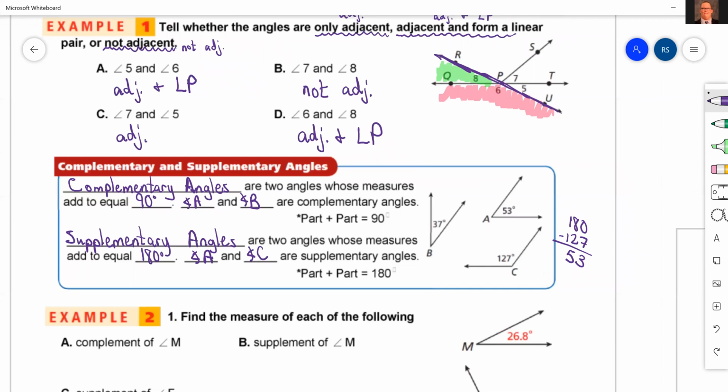The way you can remember supplementary and complementary: whether you have a boyfriend or a girlfriend, it's always right to complement each other. Right is 90. Complement is 90. Think of it that way. It's always right to complement each other.